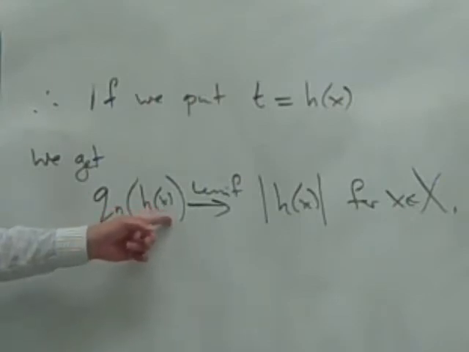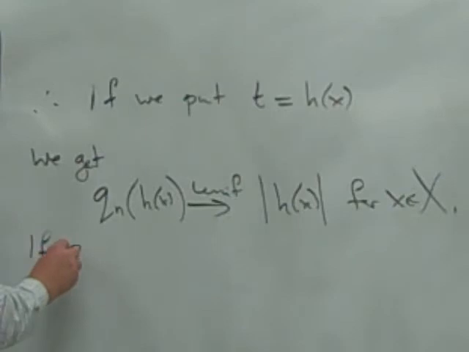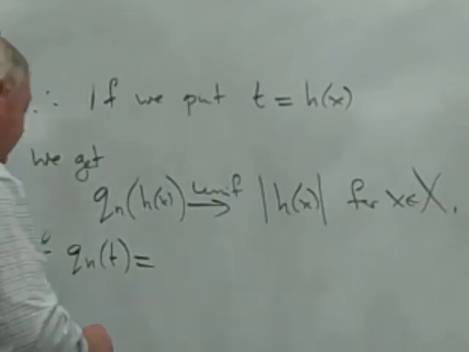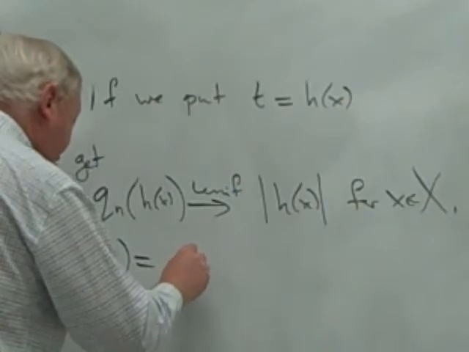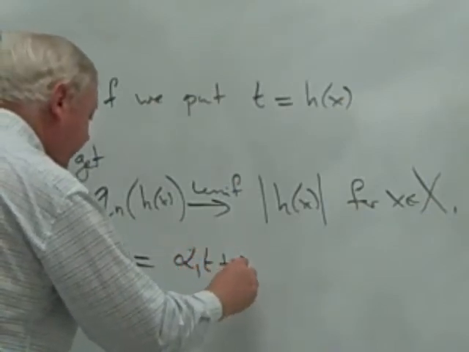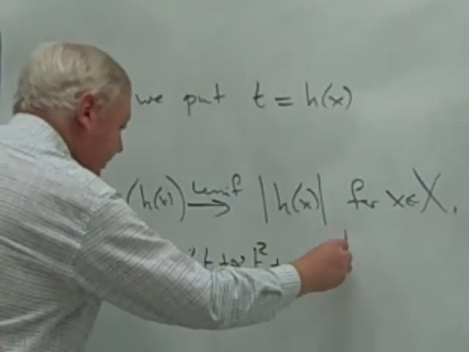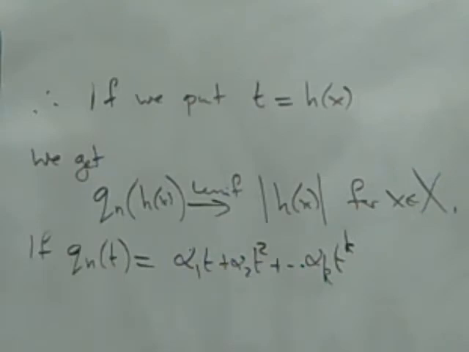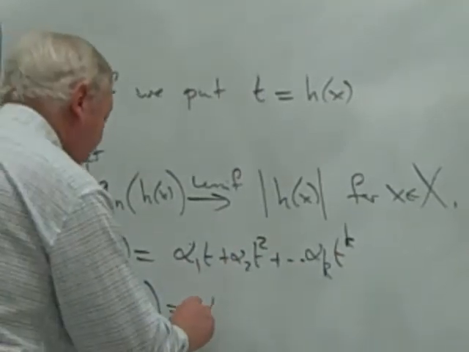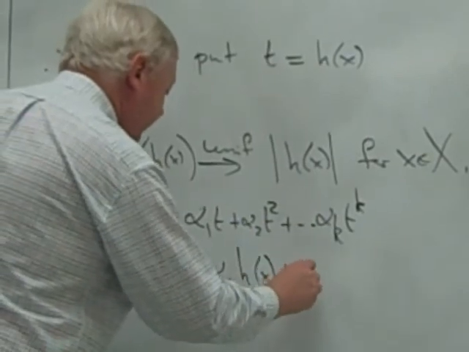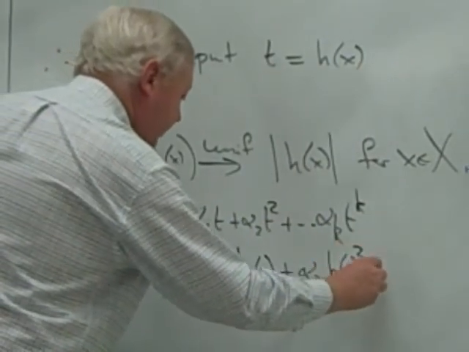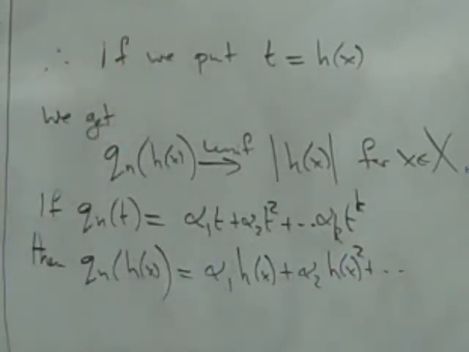Now, what is Qn of h of x? If a particular Qn of t, since it has a zero constant term, it can be written like this: alpha sub 1 t plus alpha sub 2 t squared plus up to alpha sub k t to the k. It's a polynomial whose value at 0 is 0. Then Qn of h of x, when I plug that in, is alpha 1 h of x plus alpha 2 h of x squared, and so on. And the point is that this is in the algebra A bar.